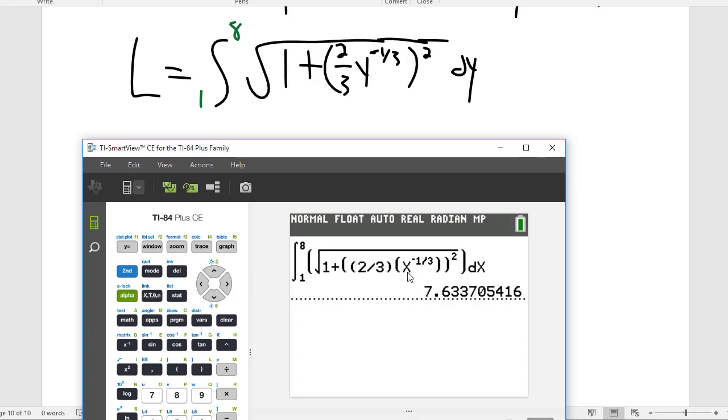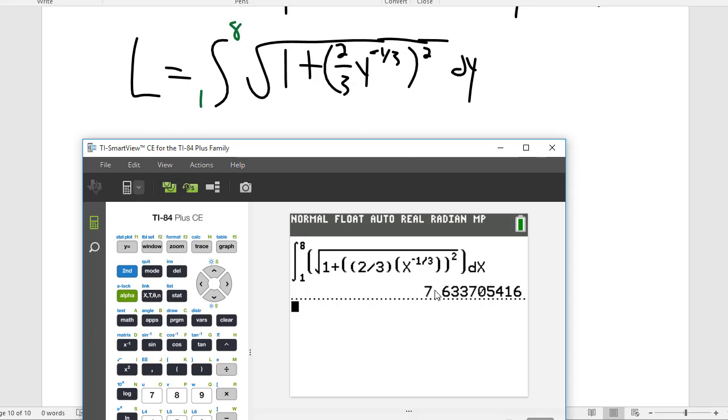Whether this is x or y, what we have here is the square root of 1 plus 2/3 the variable to the minus 1/3. So I have 1 plus 2/3 the variable to the minus 1/3, and all of that is squared. I'm squaring that derivative. And again, this is technically dy, and then the y going from 1 to 8, and we can see there's the distance that we get. So this integral is the same exact form as this integral. It's just my calculator uses x as the variable, but this is really the y that we have.